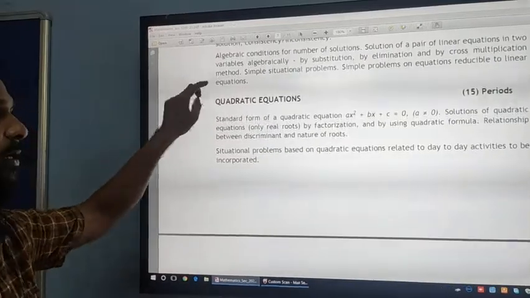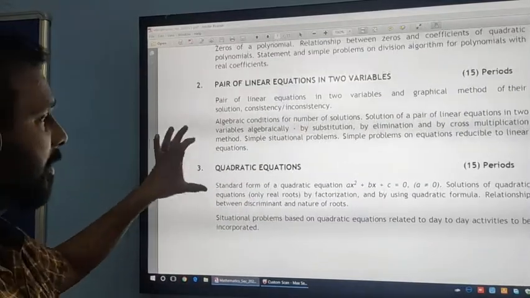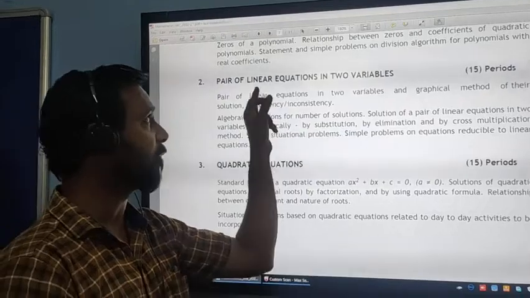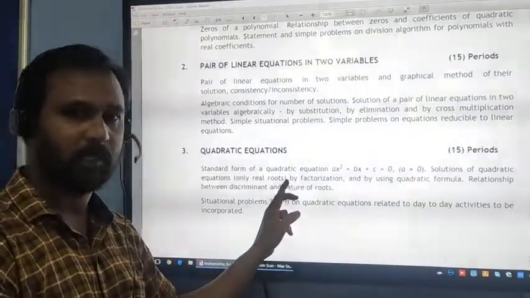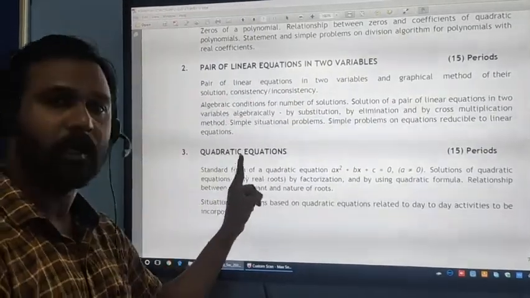The third chapter is quadratic equations. See, in algebra in 10th class, we are discussing in detail both linear equations as well as quadratic equations: degree 1 equations and degree 2 equations.